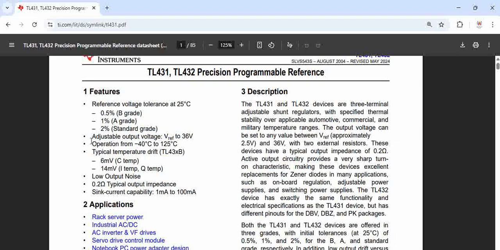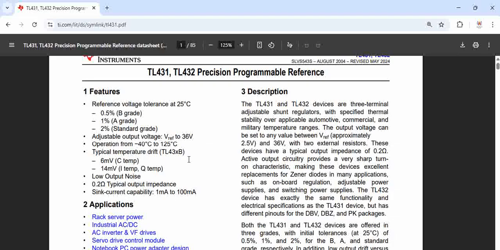That's it. Okay, and then the next thing is we have a very important parameter, which is adjustable output voltage. So using a precision programmable reference like TL431, we can generate output voltage starting from VREF to 36. Okay, so VREF is internally approximately 2.5 volt. That means the TL431 can generate output between 2.5 to 36 depending on the input voltage that you have.